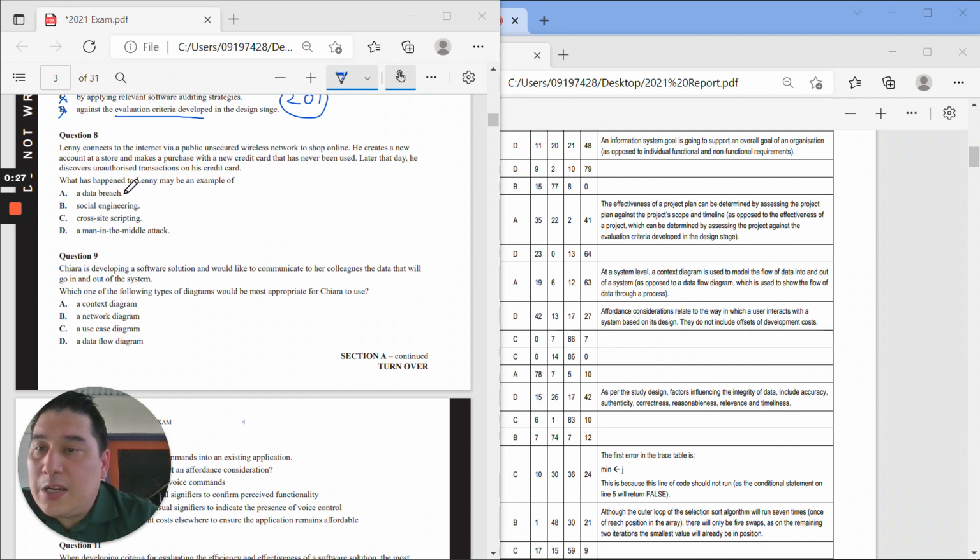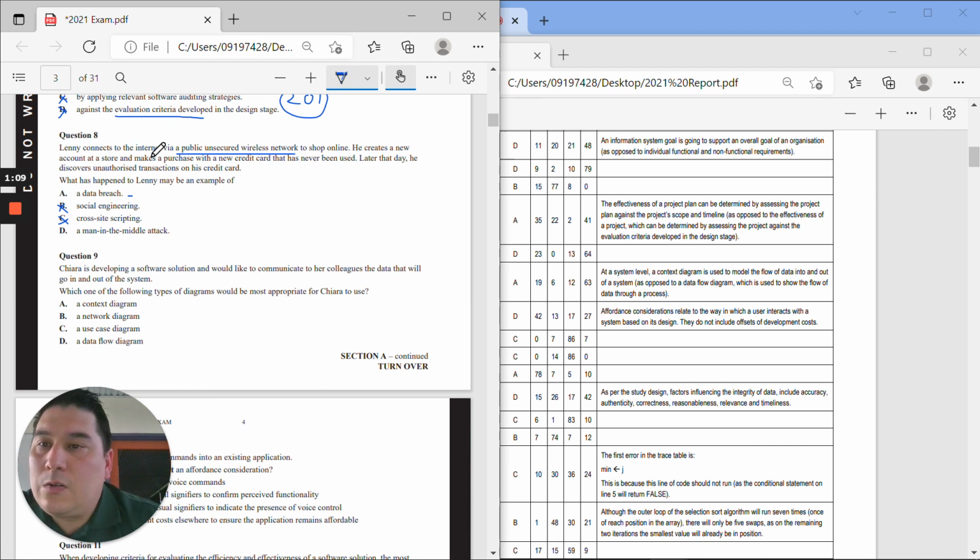We can make some assumptions here, but let's just leave that open a little bit. Social engineering. It doesn't sound like he's been phished here, so I'm going to go ahead and cross that off. Cross-site scripting. Again, we don't get a lot of information in this question. Lenny connects to the internet via a public unsecured wireless network to shop online. I'm going to say cross-site scripting, no. Man in the middle attack.